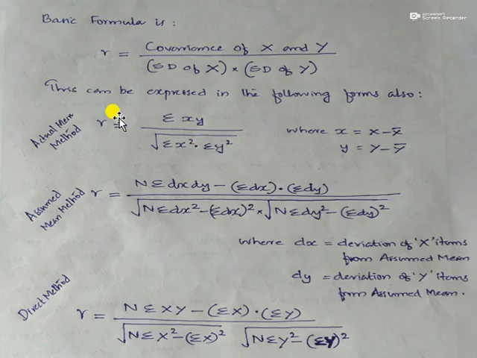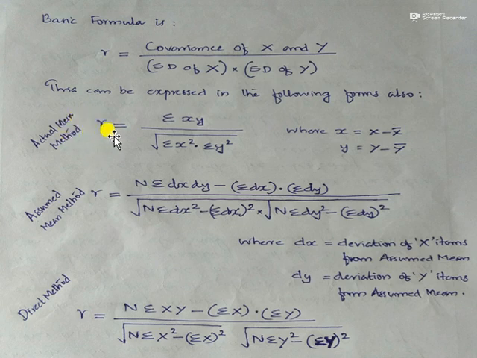The first one is actual mean method. This is the basic formula, and when we put the formula for computing standard deviation in this place, and here also we place the formula for computing standard deviation, then we get a new formula for computing coefficient of correlation, and this new formula can be expressed in three different ways. First is actual mean method.